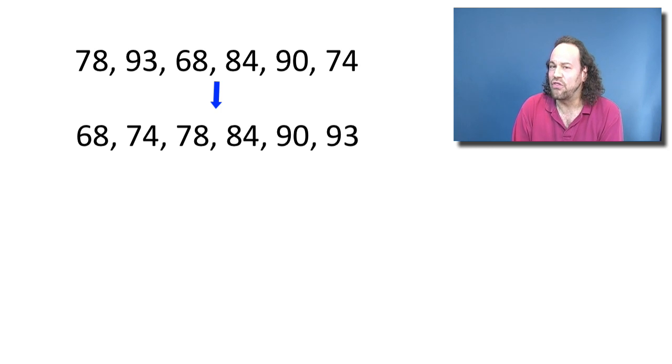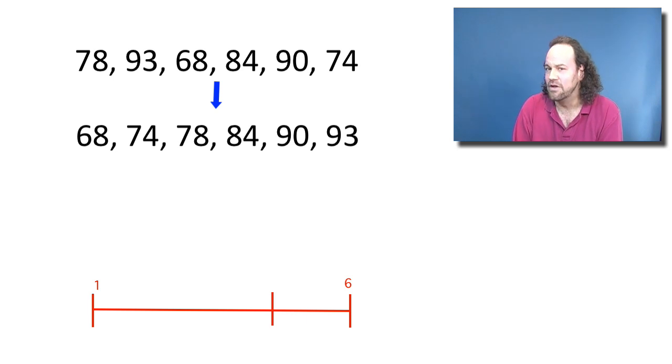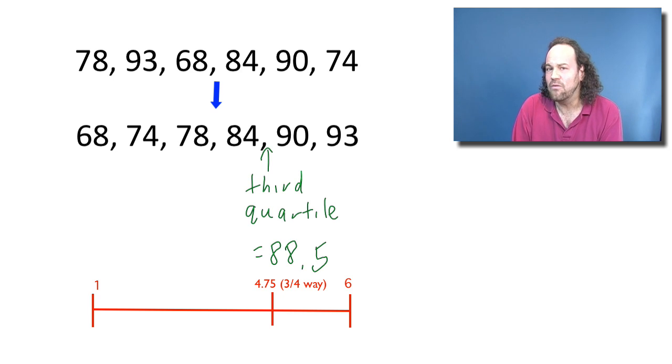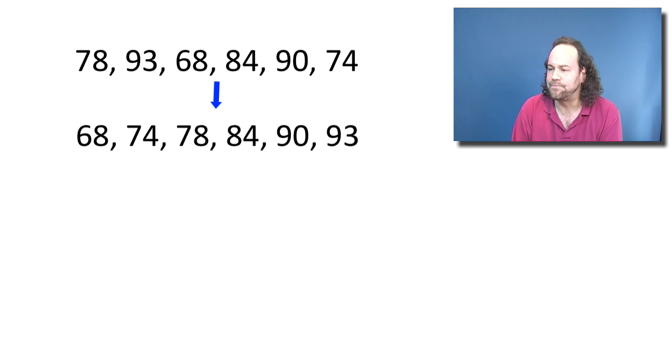Similarly, for the 3rd quartile, we need the number which is 3/4 of the way from the 1st number to the 6th number, which in this case is the 4.75 number. Well, there isn't one, but we can take the number which is 3/4 of the way from the 4th number to the 5th number, and that equals 88.5. So now we've been able to compute all the numbers, just being a little more careful.